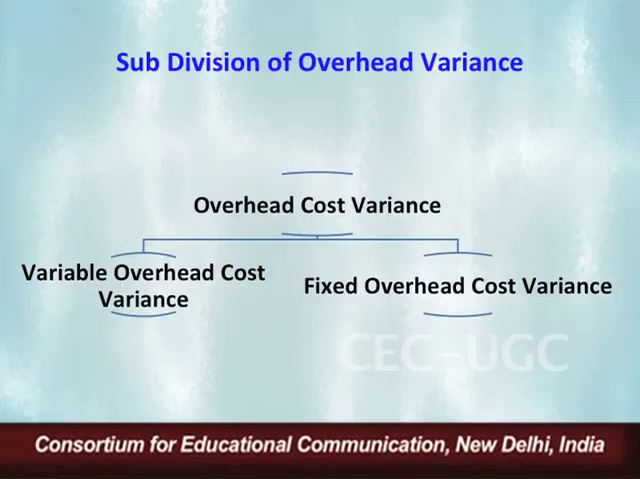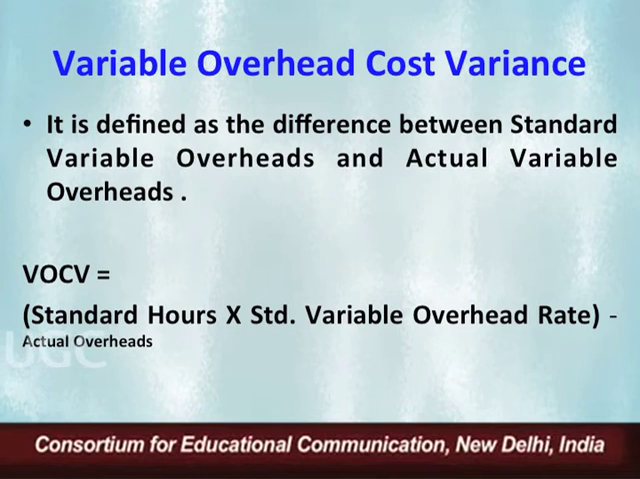Now the question comes, what is the subdivision of overhead variance? Basically, the overhead variance is the outcome of two basic variances. One is variable overhead cost variance and the second is fixed overhead cost variance. So when I'm saying there is an overhead cost variance, there can be two possible reasons for it: fixed overhead cost variance and variable overhead cost variance. So these are the two possible reasons for overhead variance. Let's try to understand the way to calculate variable overhead cost variance.